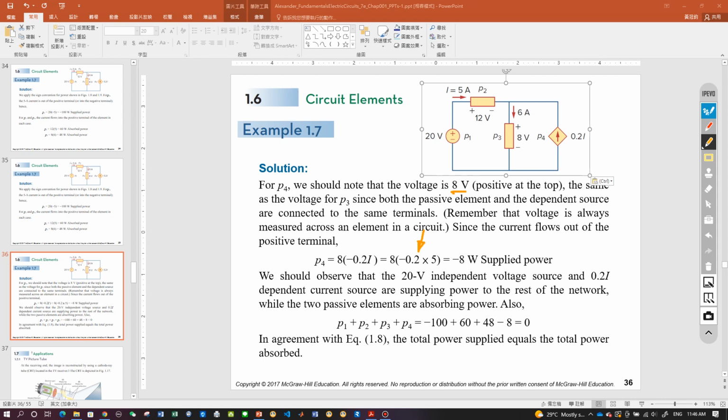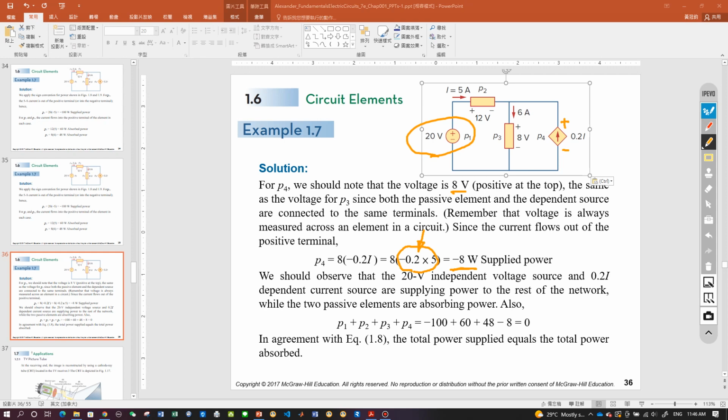Since the current comes out of the positive terminal, you can notice it comes out from here, this is positive and this is negative, so it is the same as this one. Just now, 5 amps for this power source is negative, it's not positive. Again, this one, the same. This is negative, okay? So this is minus 8.